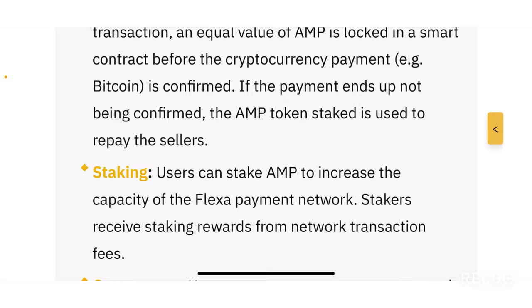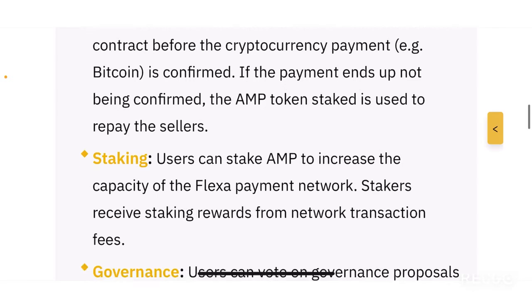So if the payment ends up not being confirmed, the AMP token staked is used to repay the seller. So if your payment doesn't go through for some reason, or if you're trying to maliciously do something in such a way that you're planning to not make the payment go through and thereby deceive the seller, you can't do that, because your AMP token will be slashed and given to the seller as a reward, right? So if your payment does get confirmed, your AMP tokens will be returned to you. If it doesn't end up getting confirmed, then your AMP tokens will act as the payment instead, right?